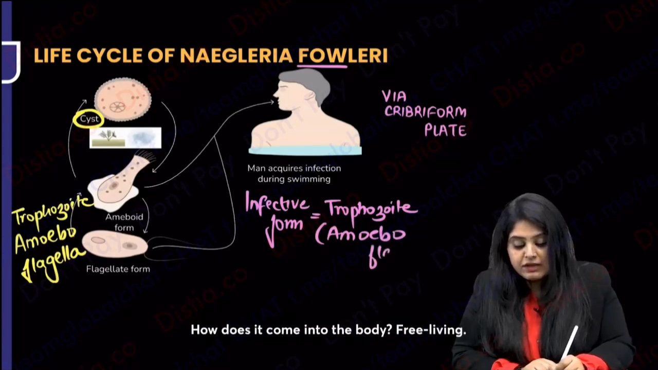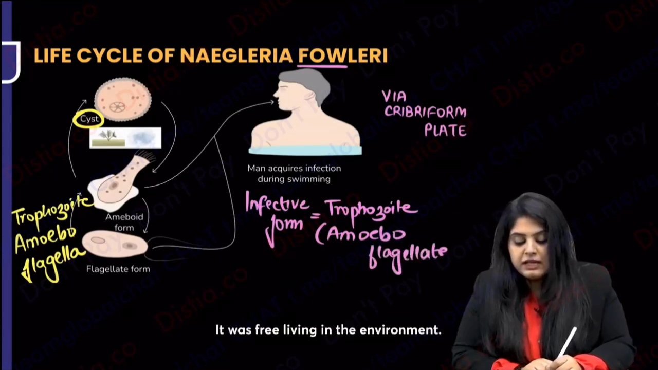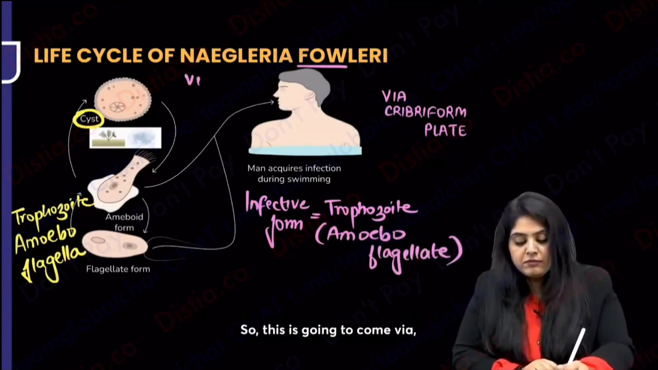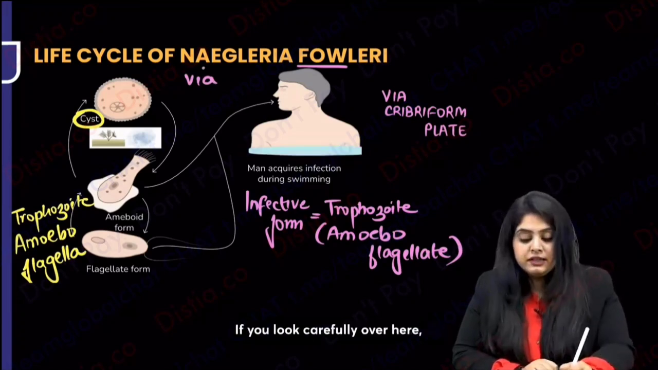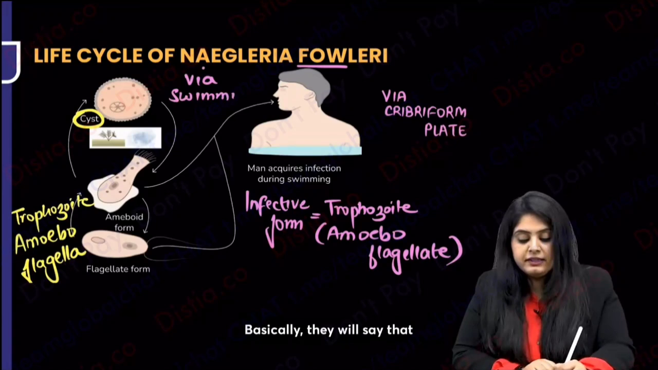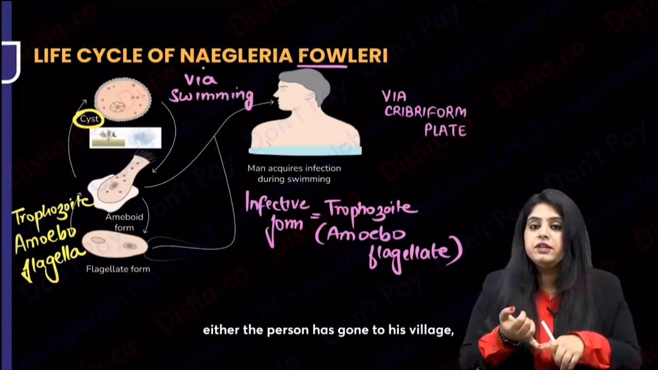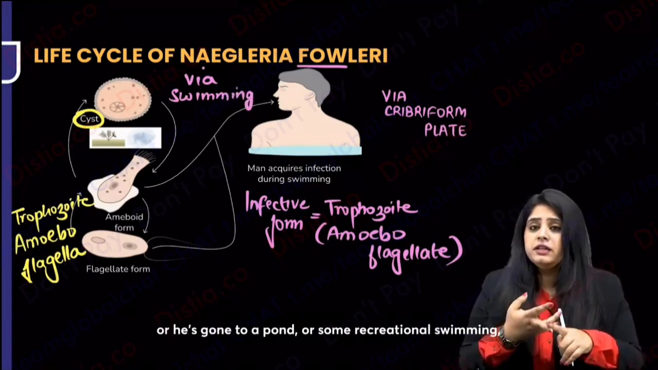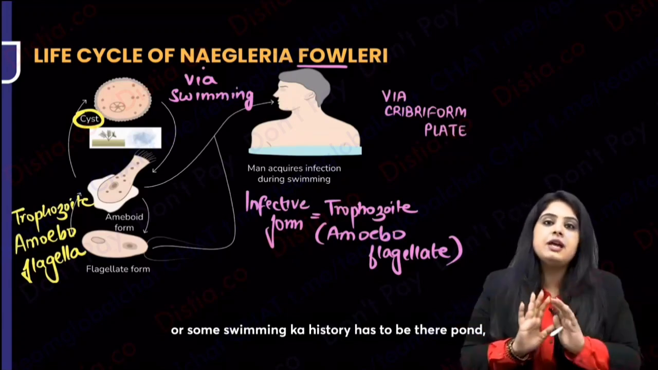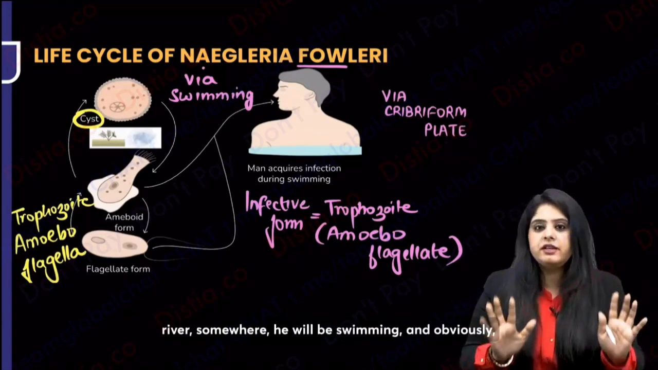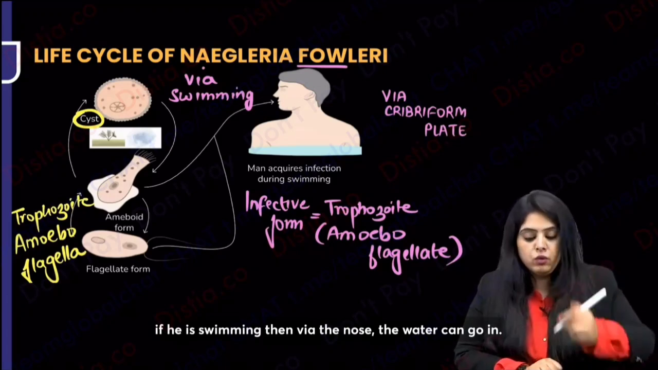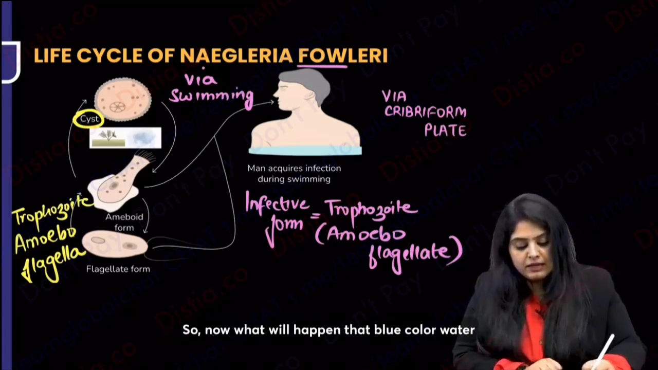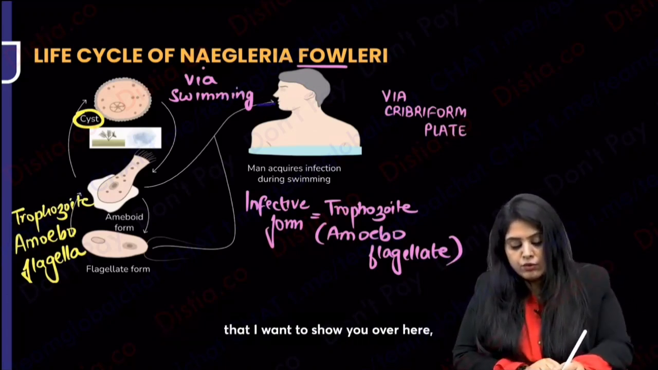Fine. How does it come into the body? It was free living in the environment. So this is going to come via, you can see the person is inside water if you look carefully over here, swimming. Basically, they will say that either the person has gone to his village or he's gone to a pond or some recreational swimming. So some swimming ka history has to be there, pond, river, somewhere he'll be swimming. And obviously if he's swimming, then via the nose, the water can go in. Na? So now what will happen, that blue color water that I want to show you over here is going to go via the nose and reach the brain.